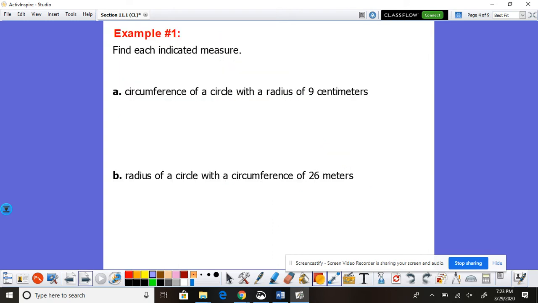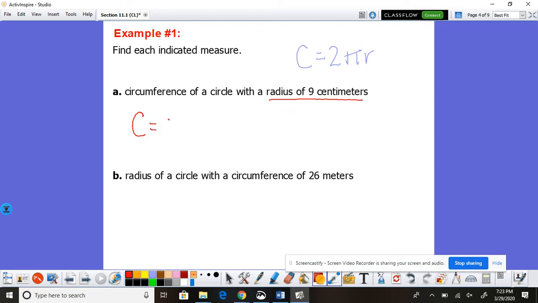All right, example 1. So we want to find the circumference of a circle with the radius of 9 centimeters. So once again, the circumference is 2 pi r. If you want to use pi d, that's fine. I just like to use 2 pi r better.